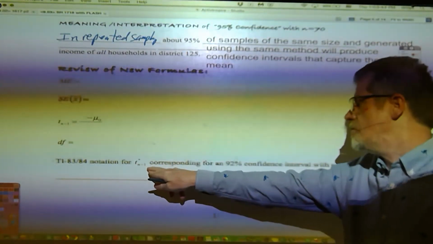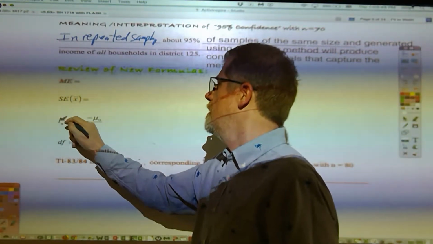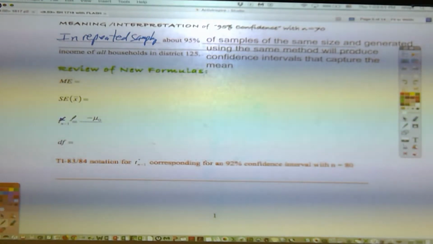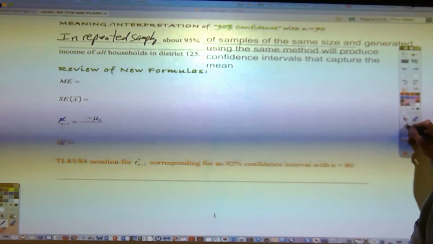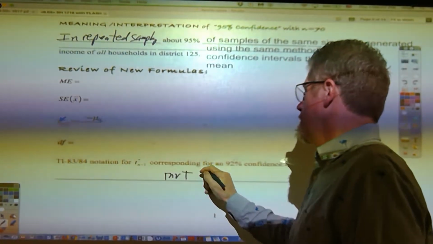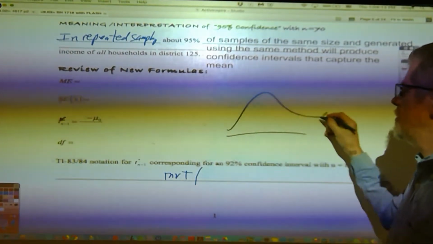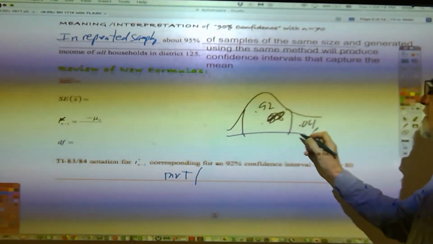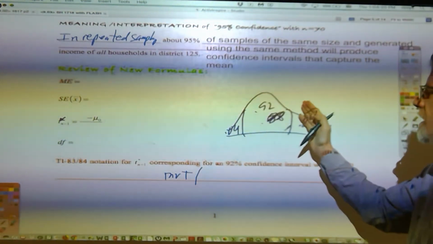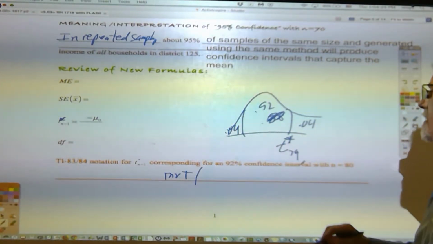I'm going to pause the camera while you write down the calculator notation for finding, by the way, there should be a star right here, for finding t star sub n minus 1 with a 92% confidence interval. So use your calculator. And we're back. Hopefully you used inverse T. Inverse T of, and we need left area. So 92% of the area is 0.92. Here the other 8% is split 4% in each tail. So 96% is to the left of t star sub 79.